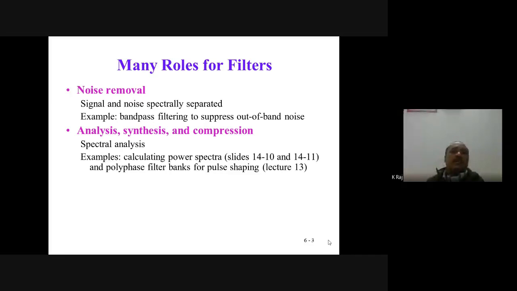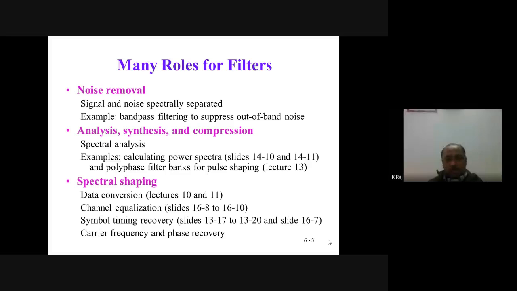We will also try to discuss analysis, synthesis, and compression in these concepts. And then we will also discuss what spectral shaping is and how the shaping takes place. We have also discussed these concepts in the previous lectures.